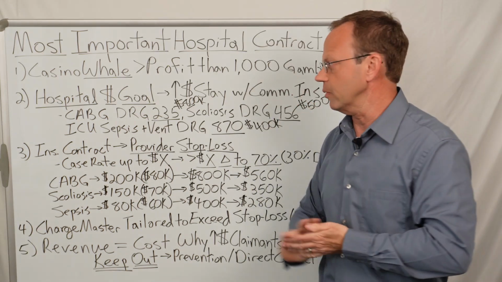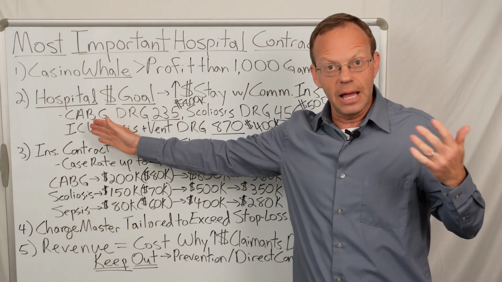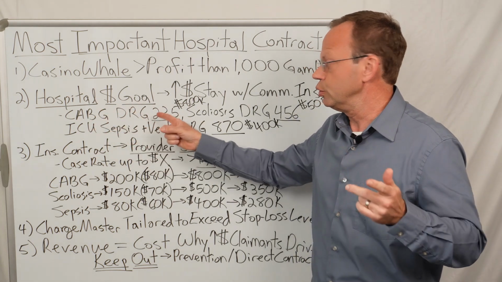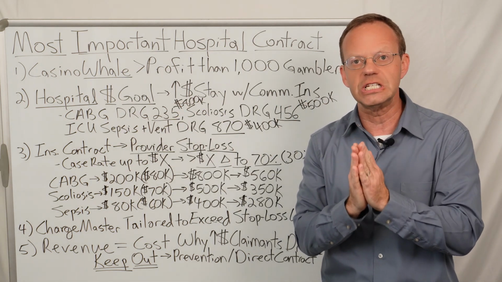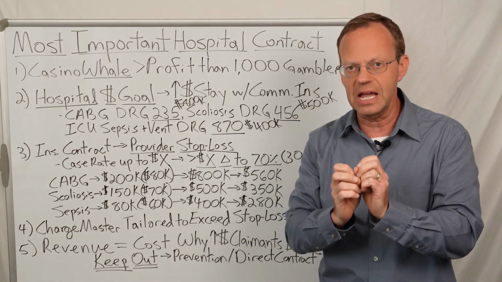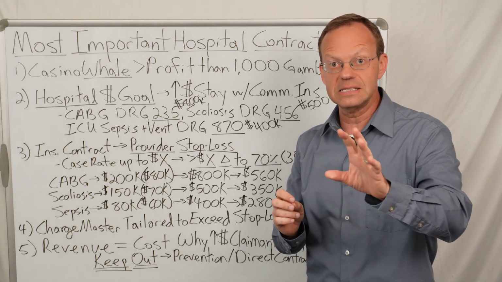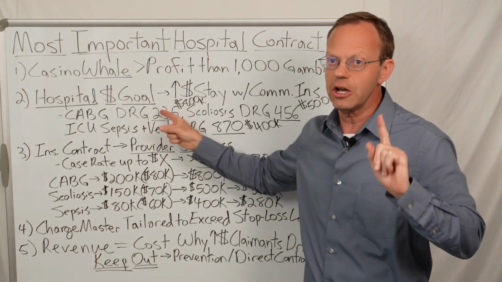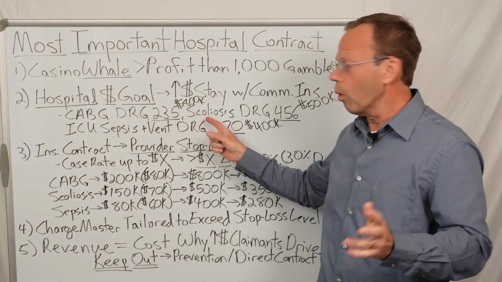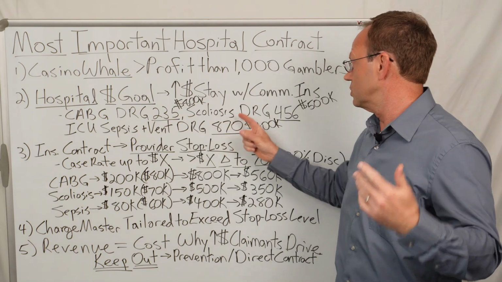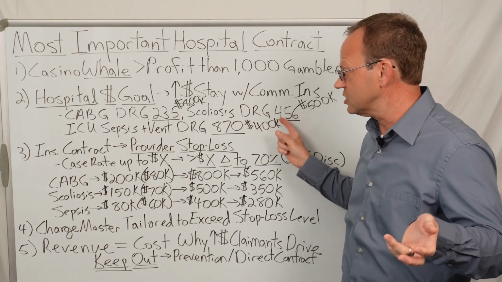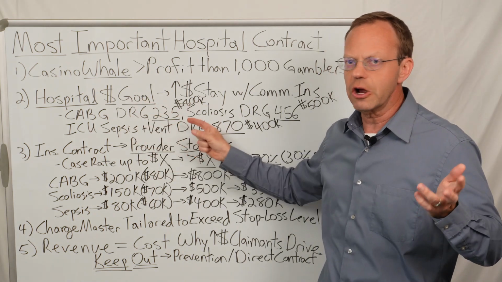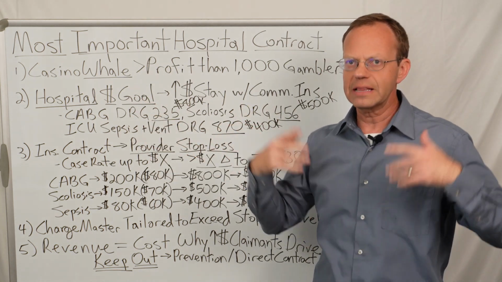Let me give you some examples. So for a complex procedure like coronary artery bypass graft, which is DRG 235. And note, I'm using DRGs because again, for inpatient hospital stays, you don't bill off an ICD-10 and a CPT code. No, you bill off of the DRG, okay? Or like a scoliosis surgery, which is DRG 456. Or an ICU stay for sepsis on the ventilator, which is DRG code 870.